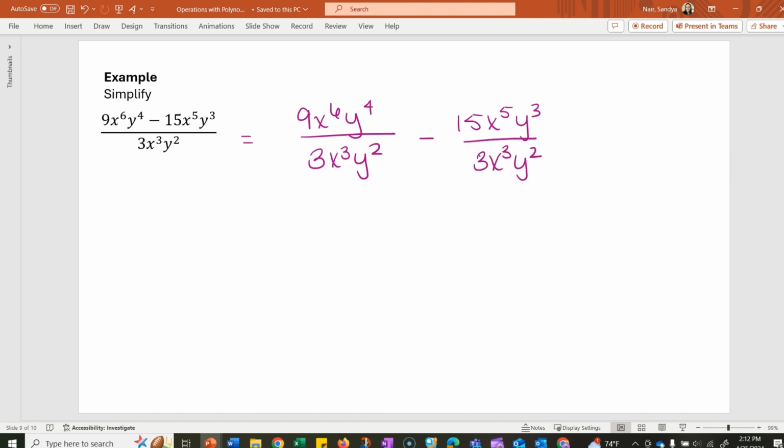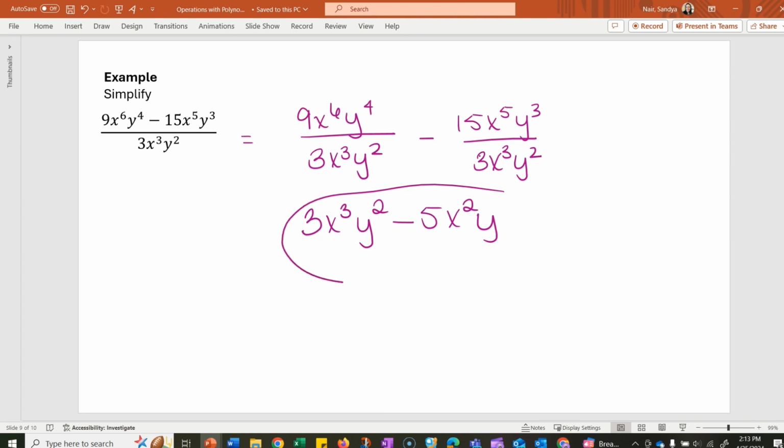Okay, so first I need to divide the coefficients. 9 divided by 3 is 3. Remember, when I have the exponents, I'm going to subtract the exponents. So I have x to the 6 minus 3, which is 3, y to the 4 minus 2, which is 2, and then minus 15 divided by 3, which is 5, and then I have x to the 5 minus 3, which is 2, and then I have y to the 3 minus 2, which is just y to the 1. So I'm just going to leave that as y. So this is now our fully simplified answer.